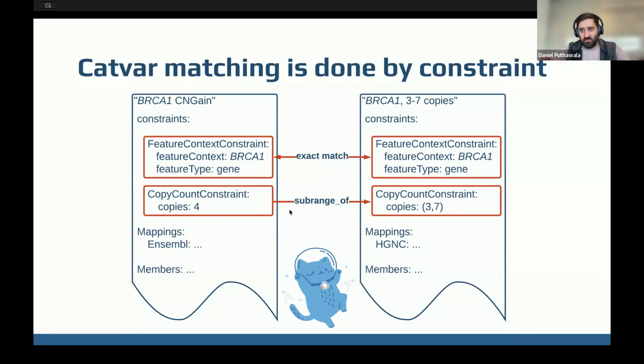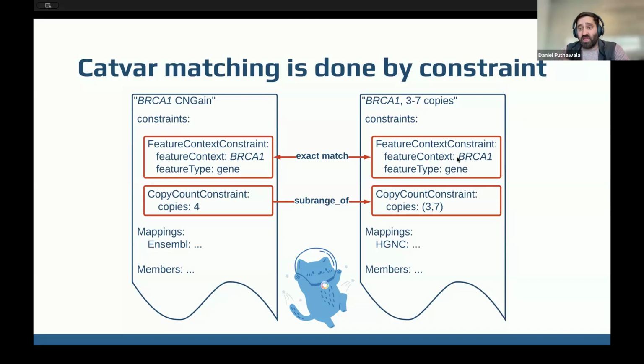So here we have two categorical variants. They both have different names, but if we look at the constraints, we can understand very easily and naturally how these categorical variants are related to each other. So this guy on the left has a feature context constraint, same as the previous one. We know that it is in something called BRCA1. We know that that is something that in their system we're saying is a gene. If we look at the second variant, that feature constraint is the exact same.